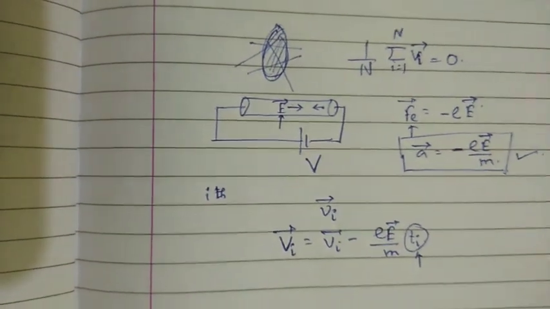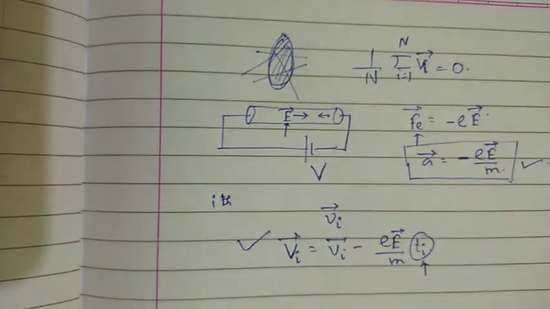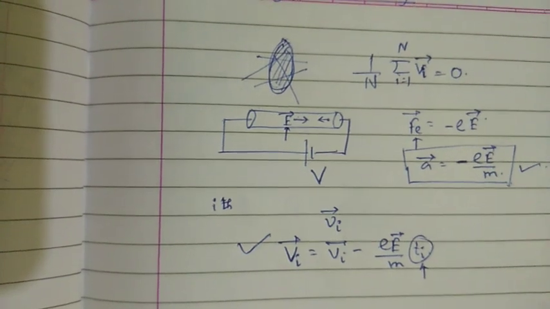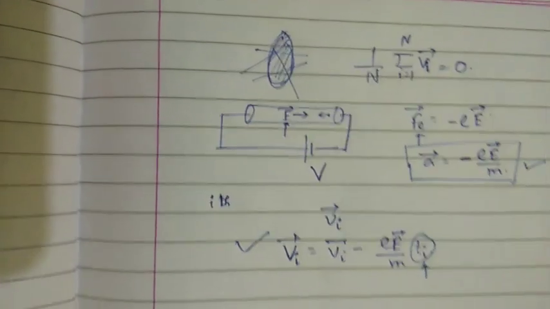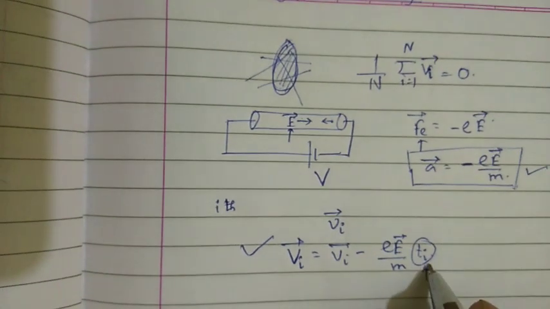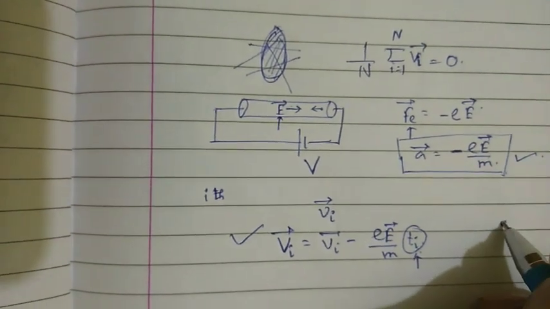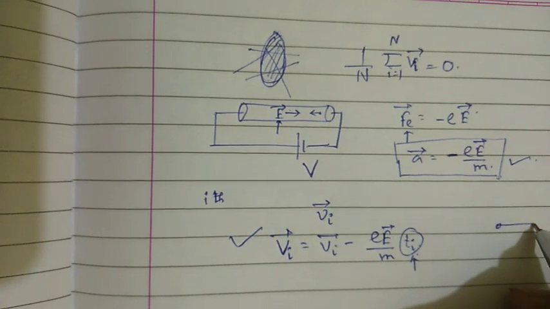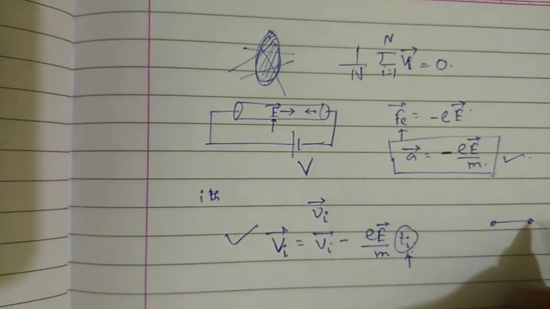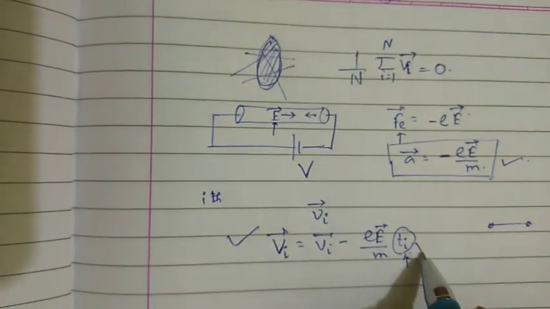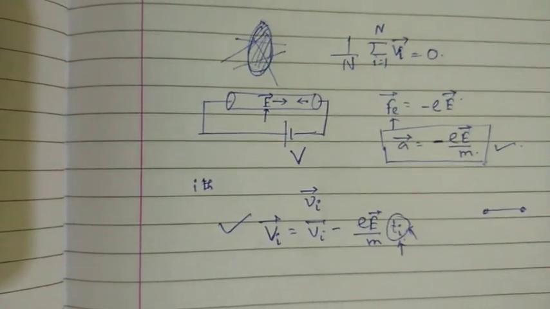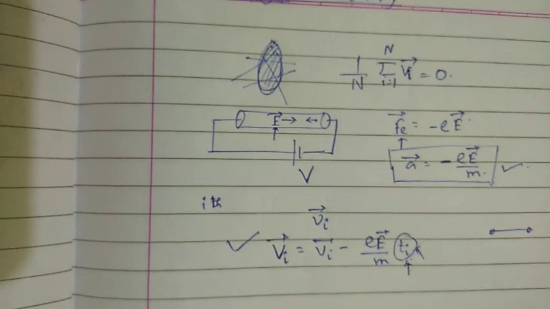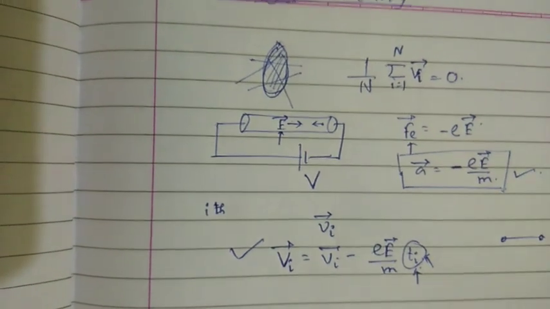Now this is for a single electron. If we consider all the electrons in the conductor, we have to take the average of this. So this is the time it collides with one, then it keeps on accelerating, then again it collides. So this is the time interval between two collisions for this particular electron. Now if we consider all the electrons, some will take less time, some will take more time.